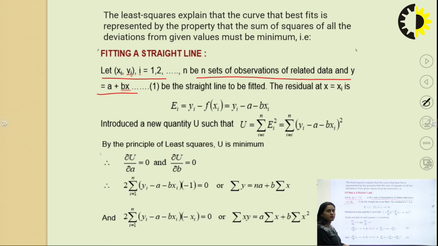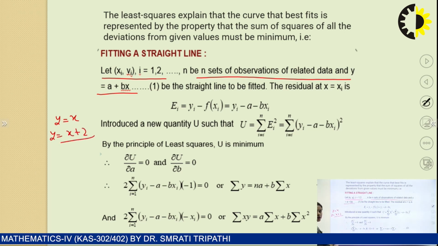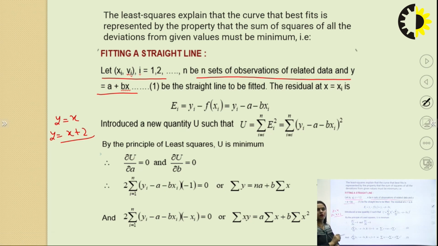Because whatever line we write, suppose I am writing y is equal to x, then this is also a straight line. Or if I write y is equal to x plus 2, then this is also a straight line. So what do we actually want? What is the meaning of best fit? That is the exact relationship. So y is equal to a plus bx is a general relationship where the line can be any line. What we want is the exact relationship, so we want to calculate this a and b. This is called the fitting of a straight line. This is a general equation and we want the exact equation which best fits our data set.